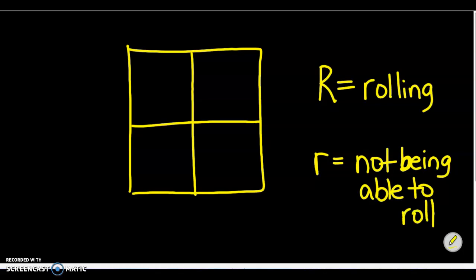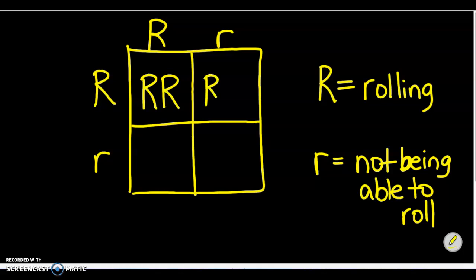All right, so it said both parents have a dominant gene for rolling and a recessive gene for not being able to roll. So that means we have one dominant, one recessive. One dominant, one recessive. So let's fill this out. Capital R, lowercase r, capital R. Remember that capital always goes first. Lowercase r, then lowercase r.